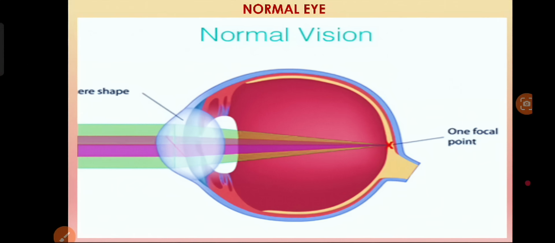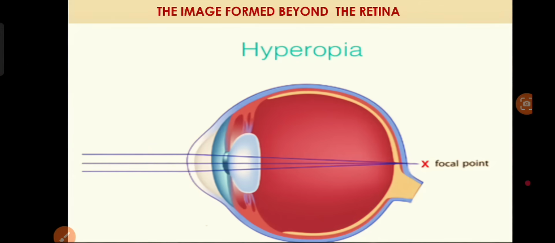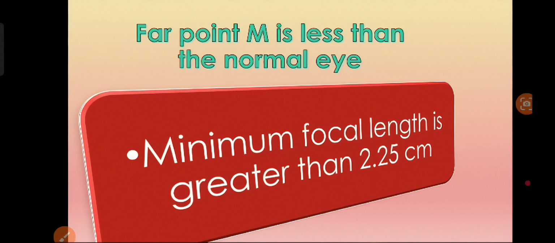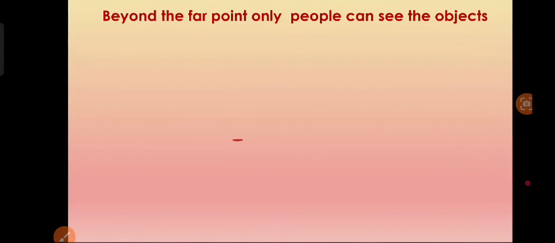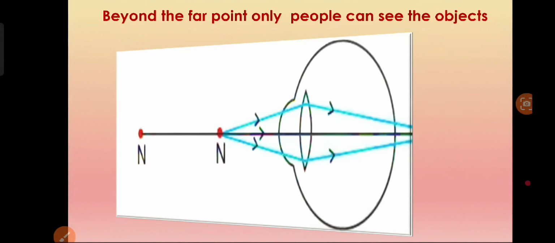Here you can see the normal eye. In the case of hypermetropia, the image is forming beyond the retina, so people cannot see the image of that particular object clearly and distinctly. If we bring the object beyond the near point, then they can see the image clearly and distinctly.